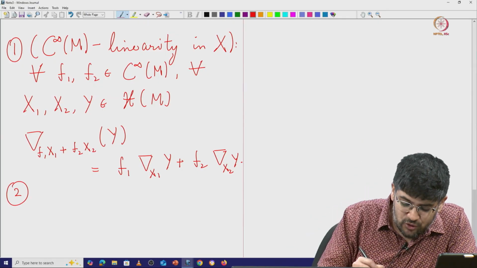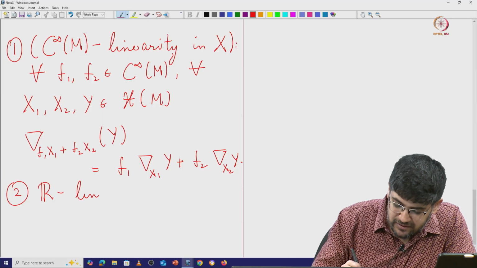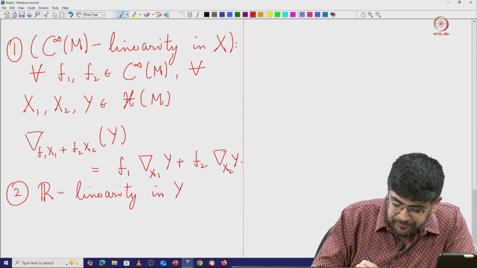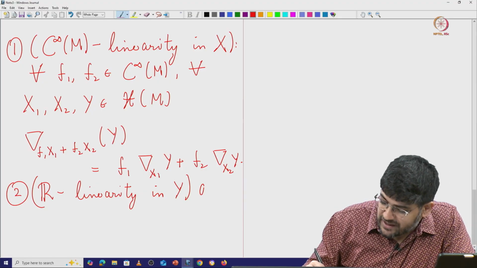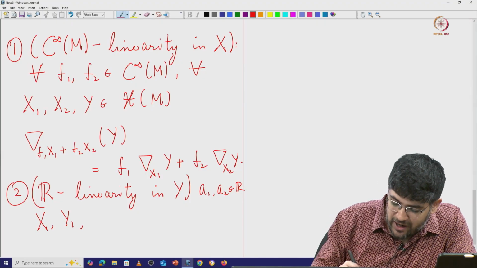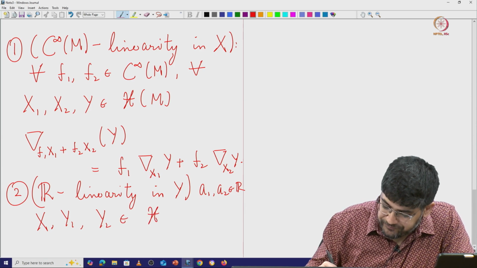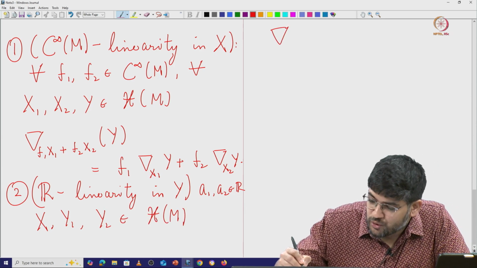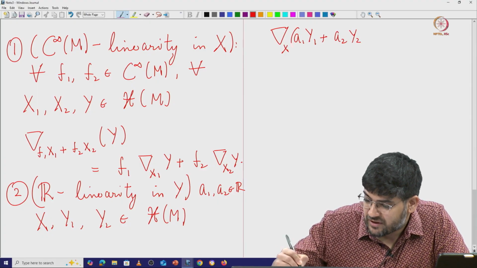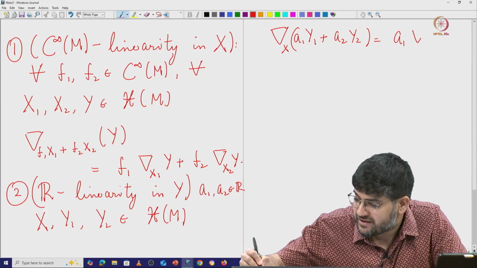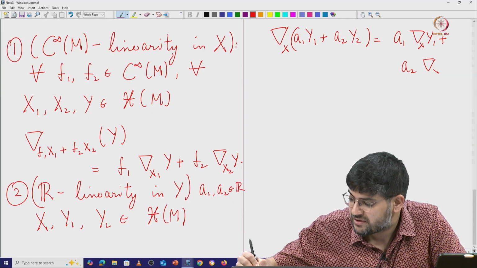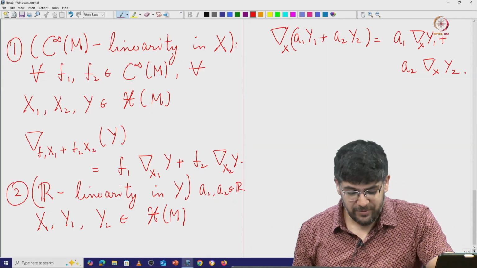The second property is you want R linearity in Y, which means that for A1, A2 in R and vector fields x, y1, y2, you want the derivative of A1 y1 plus A2 y2 to simply be A1 times the derivative of y1 plus A2 times the derivative of y2, with respect to x. Okay.